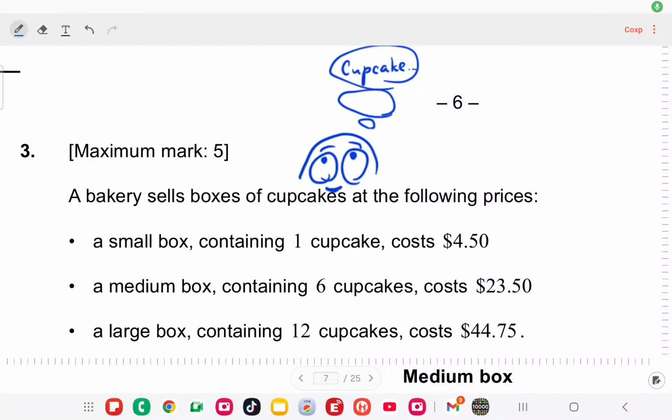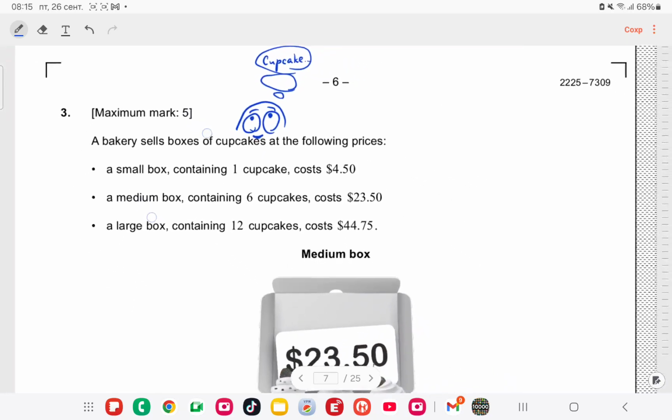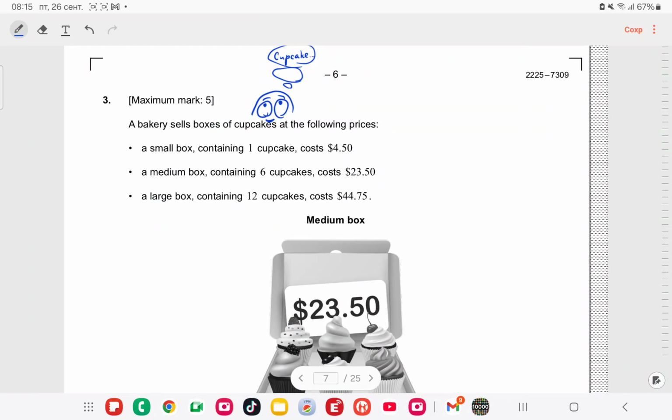Hello, we are turning to question number 3 of the AISL May 2025 Paper 1 Time Zone 1 exam paper. Question number 3 is related to simultaneous equations, and let's first see how it looks. Let's make a short overview.